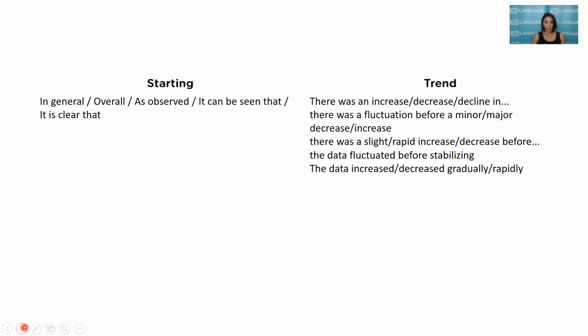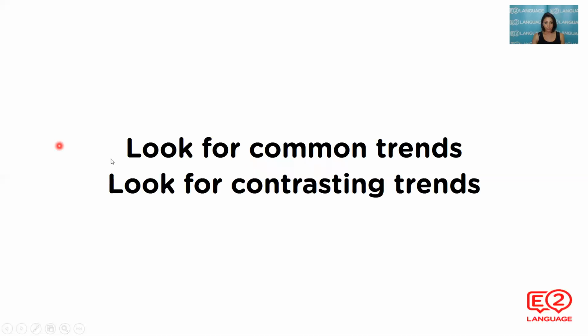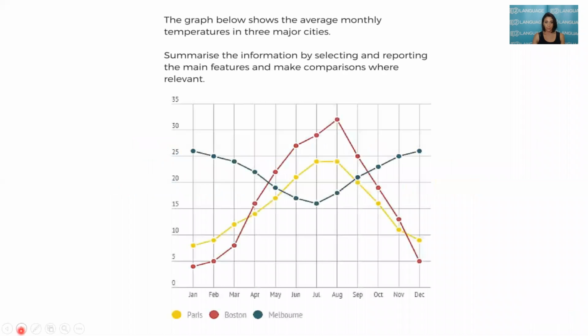So, let's have a go. For this part, for the general overview, you want to look for common trends and contrasting trends. Now, you're just talking about what increased and what decreased. You're not giving any data or statistics yet. So it can be seen that, or it can be observed that. What happened?